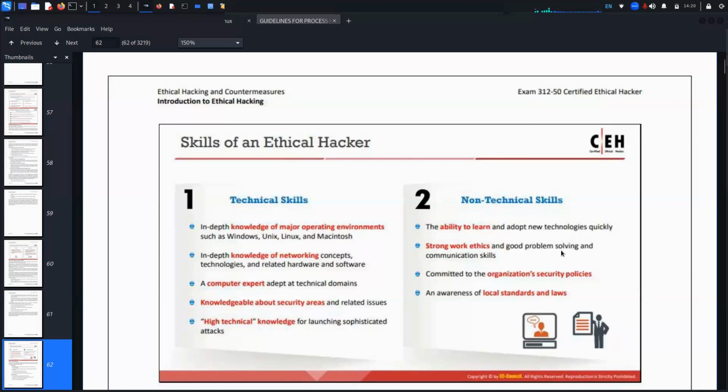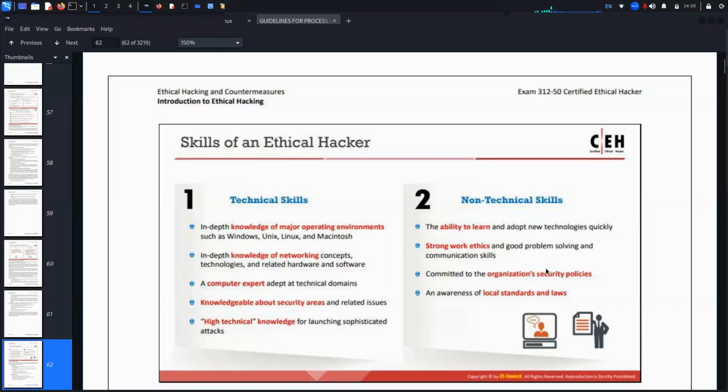What are the non-technical skills? Ability to learn, obviously. Strong work ethics and good problem solving and communication skills. Why work ethics? Because you will see a lot of information with your eyes, right? Maybe you are trying to access a system and you have access to that particular system's files which were confidential. So you have to be ethical to yourself and not use those files to your benefit or anything of that sort.